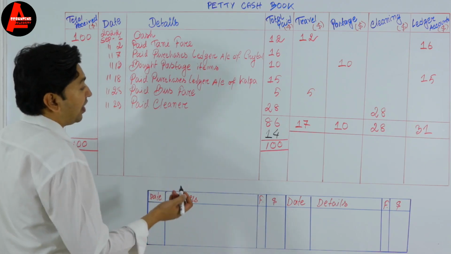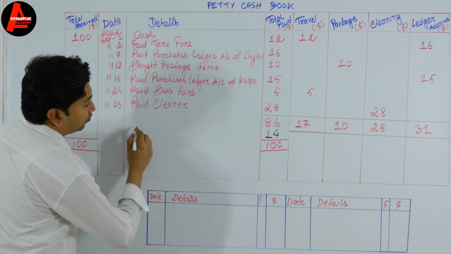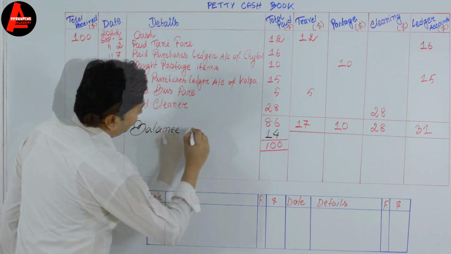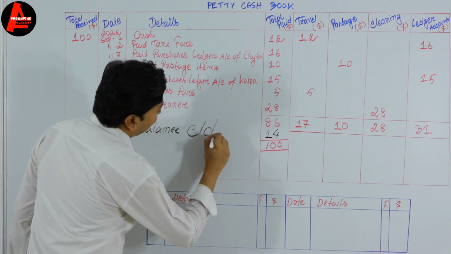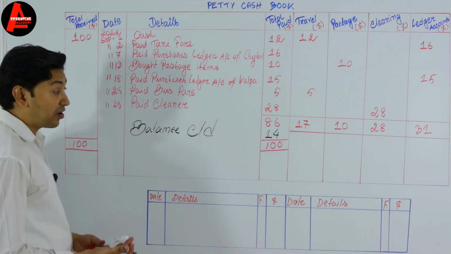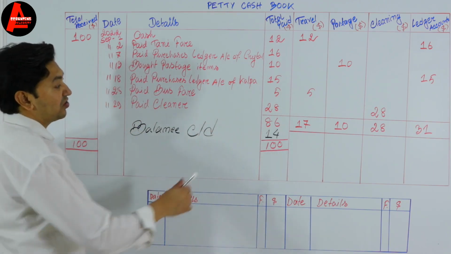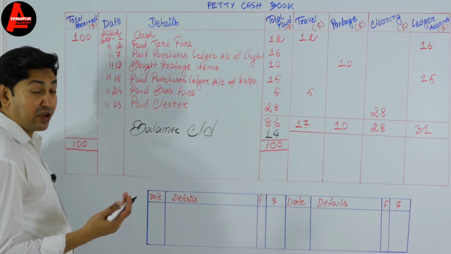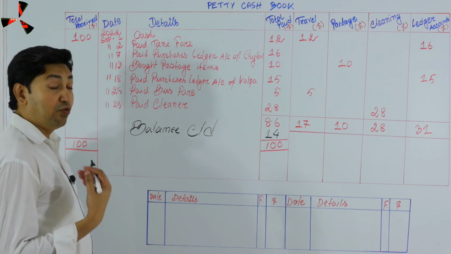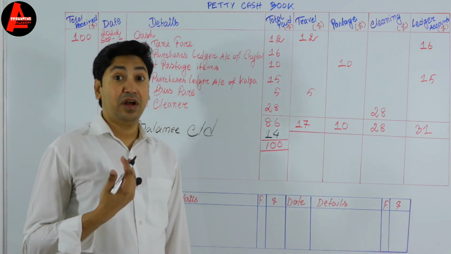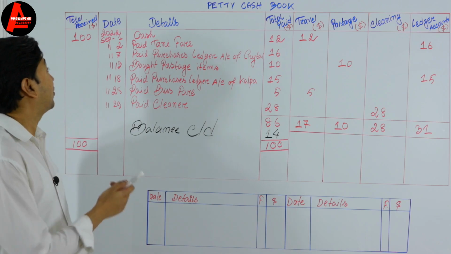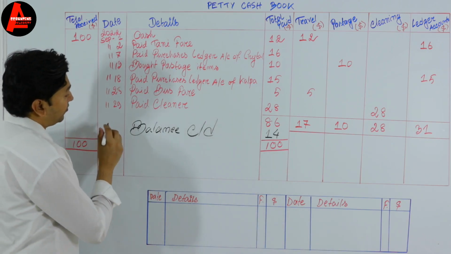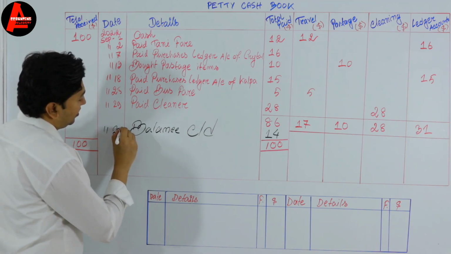So how to write closing balance? For closing balance, we will write here balance C/D. C/D stands for carry down. So this is the closing balance. We need to write a date for closing balance. What date should we write? We will write the last day of the month. So here we are doing for September, the last day will be September 30.